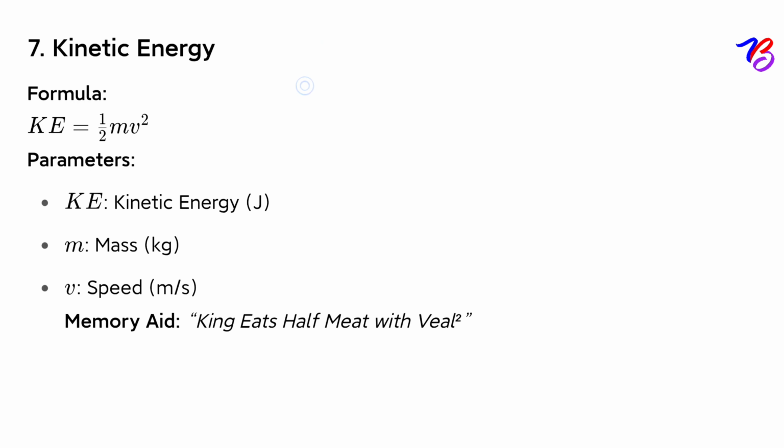Number 7, we have kinetic energy. The formula is of course KE is equal to half mv squared. KE is kinetic energy in joules, our m is our mass in kilograms, and our v is speed in meters per second. 1, 2, 3 capture triune components of this formula. How do you memorize? King eats half meat with veal squared.